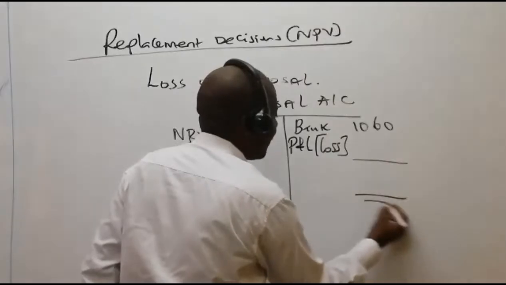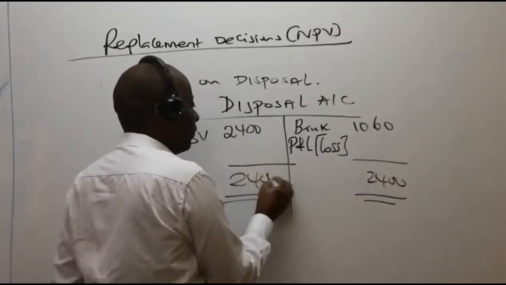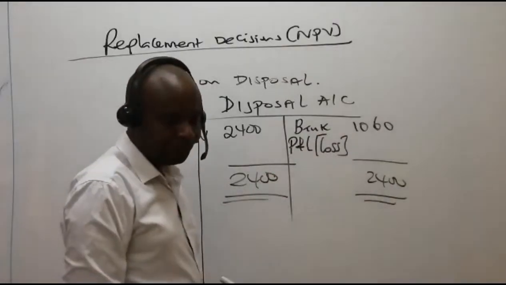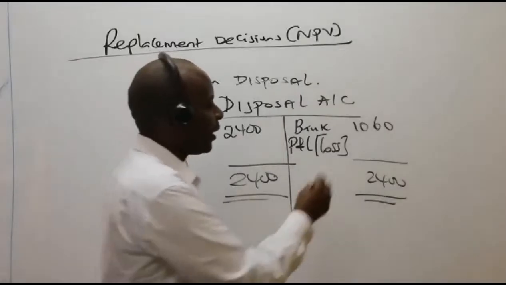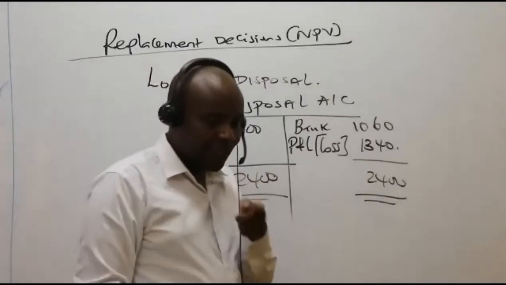Can somebody help us here? 2,400 is the bigger value. So what is 2,400 minus 1060? Somebody tell us the figure here. 1340. You can see the mistake that Nelly has already done up there.